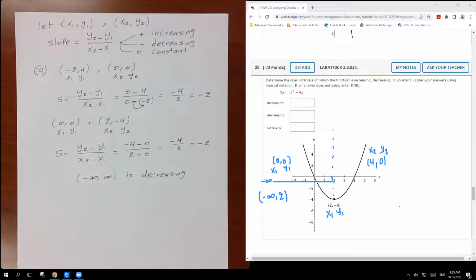Then you're going to find the slope. When you find the slope, if it's positive, it's going to be increasing. If it's negative, it's going to be decreasing. If it's 0, it's going to be constant. But the graph is not constant because it's not a straight line.